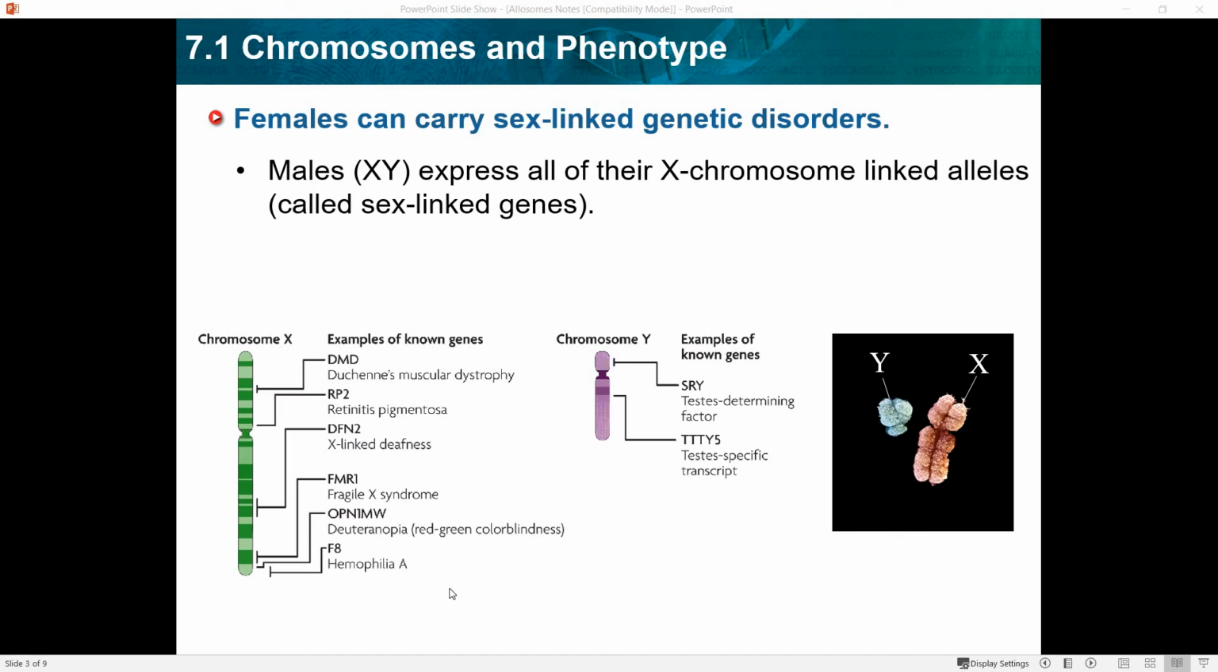So things like hemophilia, colorblindness, they're found more often in males. And that has to do with the fact that they're on the X chromosome. And males are going to show any disease that they have an allele for on their X chromosome, even if they only have one copy, because they only have one X chromosome.